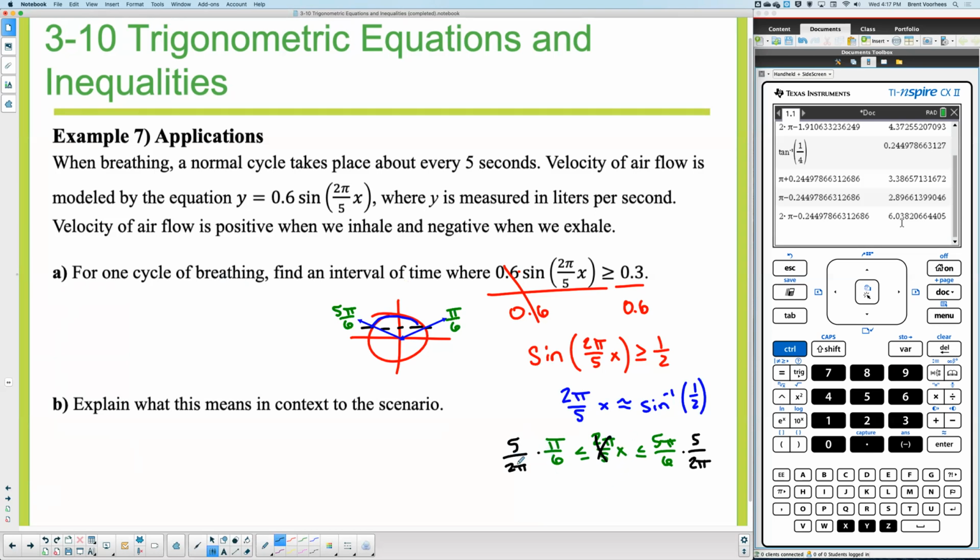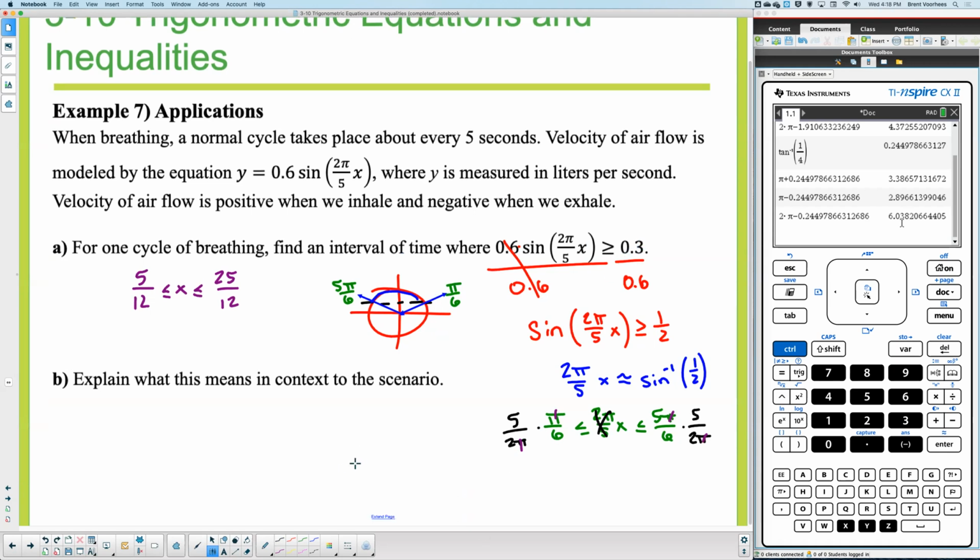The interval of time would look like this. Well, pi's cancel out with one another. So it'll be 5 over 12 seconds, which is less than or equal to x, or I should use t, but I'll just use x because that's what the equation is, which is less than or equal to, over here, those cancel, 25 over 12. So from approximately half a second to 2 seconds, that's where we're breathing in air faster than 0.3 liters per second. That's the context.